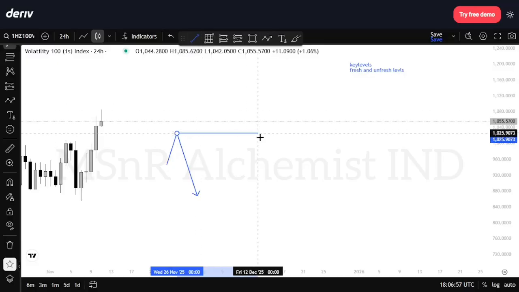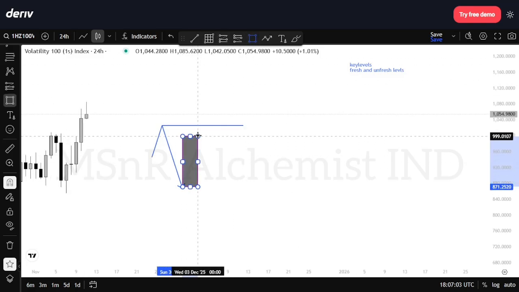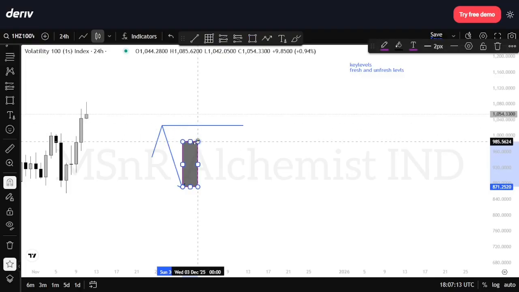I know this is a resistance. But when a candle came here like this and didn't touch it with the body, what did it do? It touched it like this and closed below it.